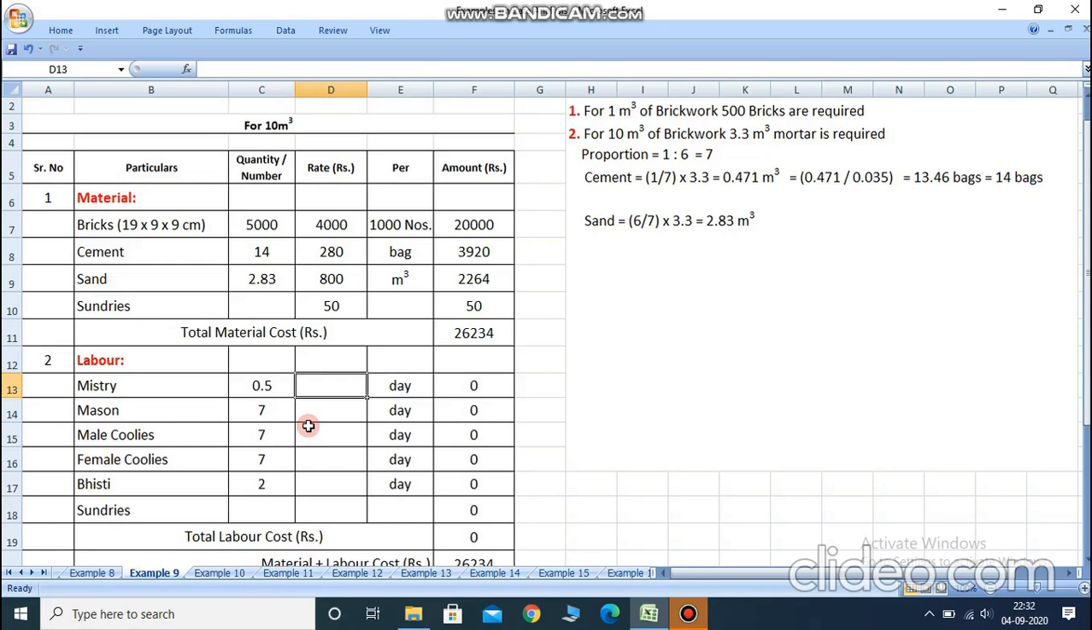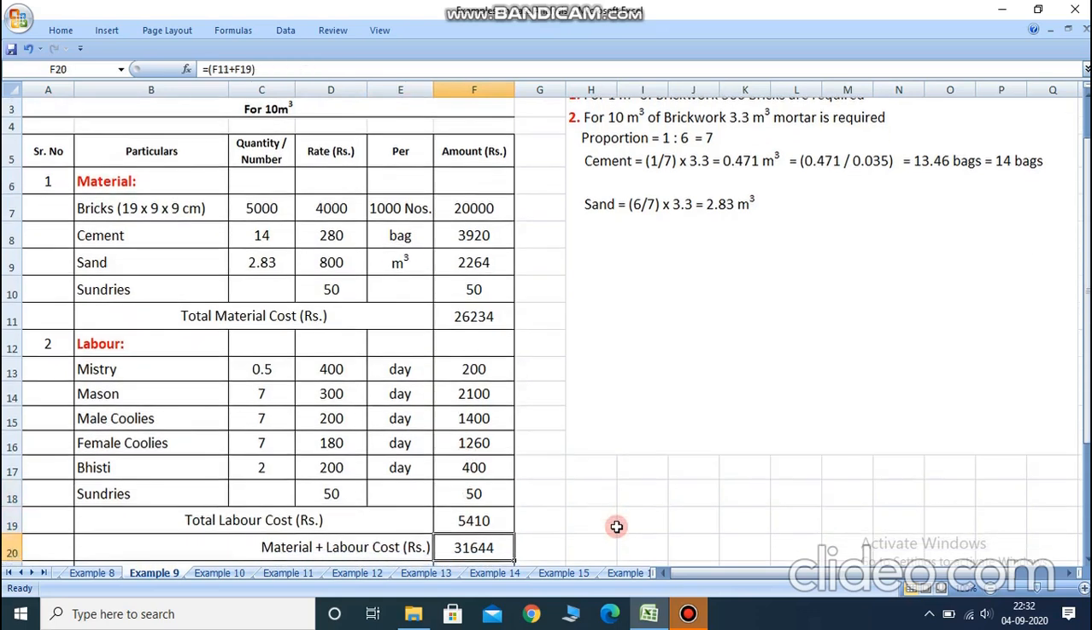Now one by one we take the per day amount. Per day Mistri amount is 400 rupees, mason is 300 rupees, male coolie is 200 rupees, female coolie is 180 rupees, and Bistri is 200 rupees per day. And an extra cost of 50 rupees is included. The total summation of Mistri, mason, male coolie, female coolie, Bistri and sundries gives the total labor cost of 5,410 rupees.